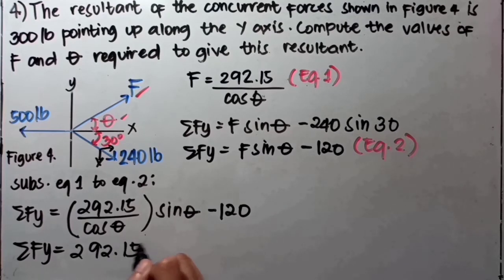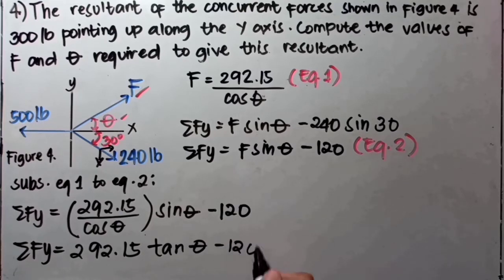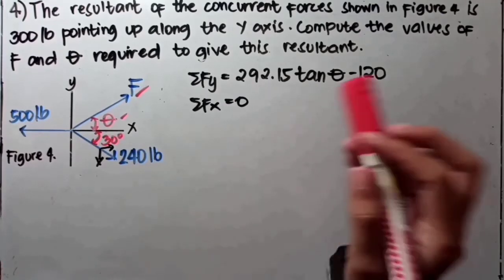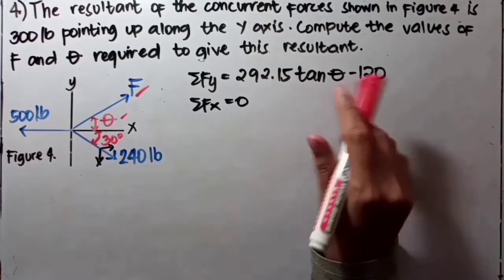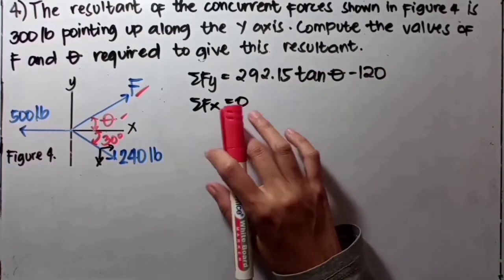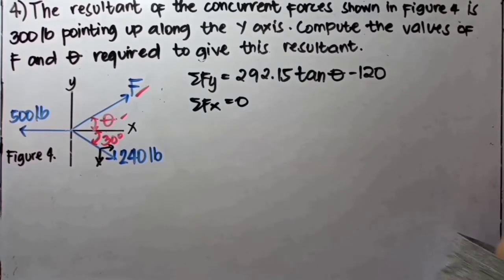So, pag isi-simplify natin, i-calculate natin to, ang lalabas ay summation forces Y is equals to 292.15 tangent theta minus 120. Bakit tangent? Kasi sine over cosine will be a tangent sa trigonometric identities. Okay, based from our last solution, meron na tayong summation forces Y 292.15 tangent theta minus 120, and then ginamit natin ang isang static equation na summation forces X is equals to 0.